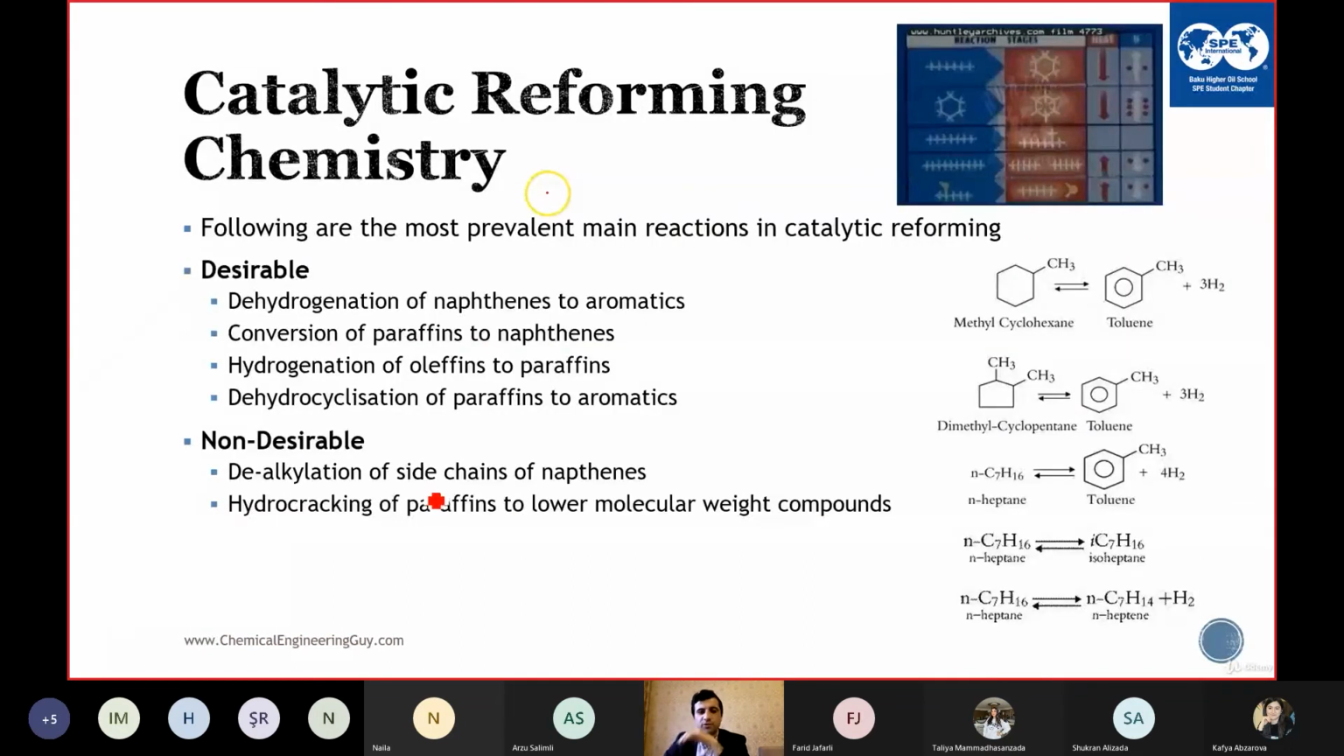In the chemistry, you have of course the desirable reactions and non-desirable reactions. Desirable reactions are the dehydrogenation of naphthenes to aromatics, because aromatics are the main product you want to produce. Here you can see the naphthenes to aromatics, the conversion of paraffins to naphthenes, olefins to paraffins, and the hydrocyclization of paraffins to aromatics. These are the desirable reactions. You also have the non-desirable reactions, such as dealkylation, hydrocracking, etc.